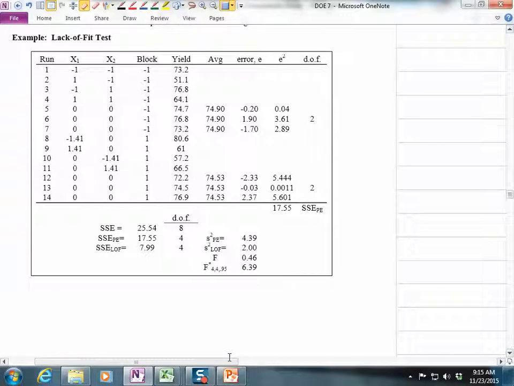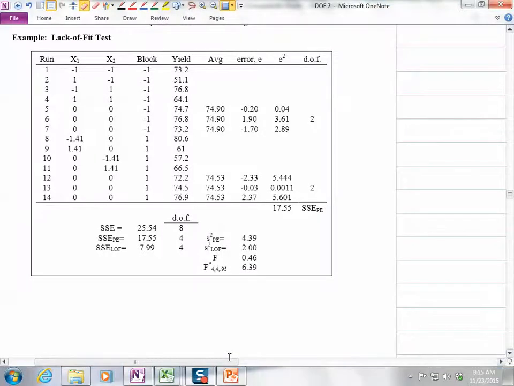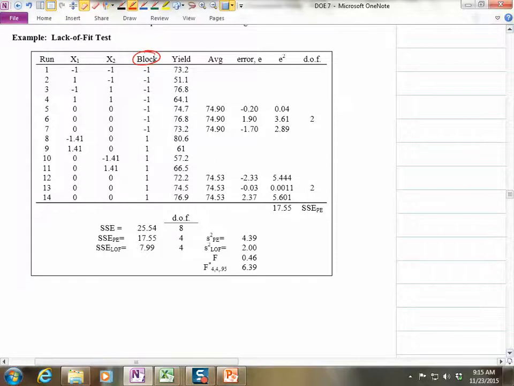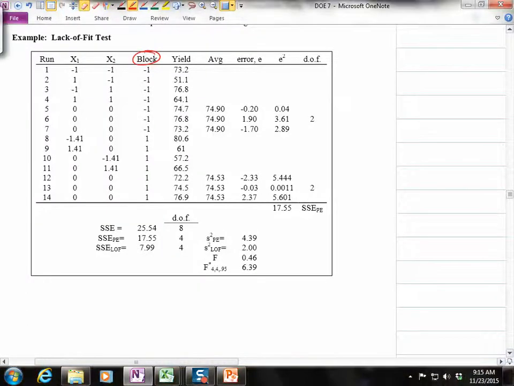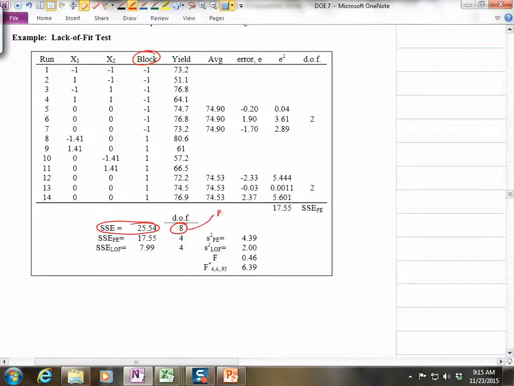Let's look at this design. We've got two blocks. We've got an X1 and X2. Looks like a central composite design. We've got at least some alphas in there, and we've got center points. So if we want to do this test, and we'll just do all this stuff by hand, the first thing that we recognize is we've got an SSE from our regression that has 8 degrees of freedom, right? So this would be n minus c.